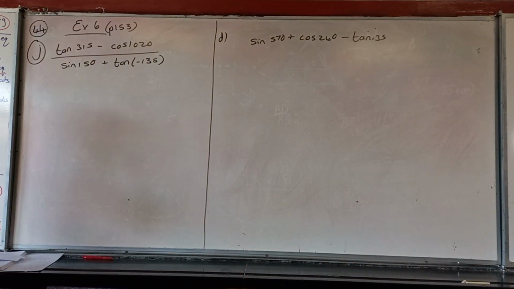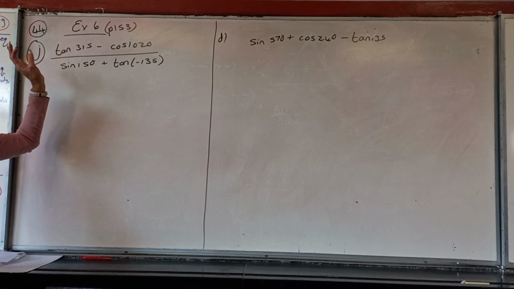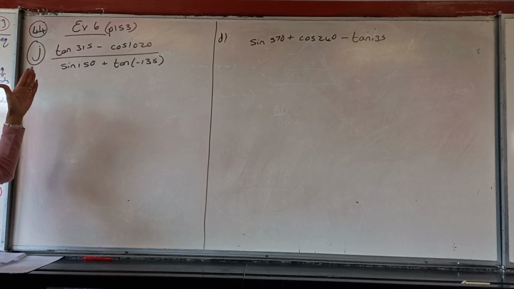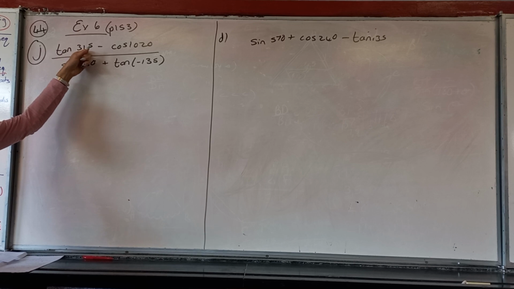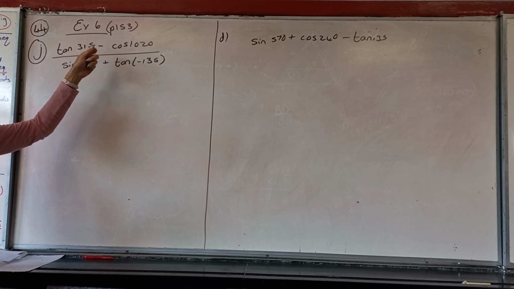Okay, still busy with the reduction formulas? Whenever I say simplify in trigonometry, it means there's a lot of rules to take into consideration. So you start from the start. So 315, what's wrong with it? It's obtuse. Well, it's reflex actually, but we've got to get it to an acute angle.